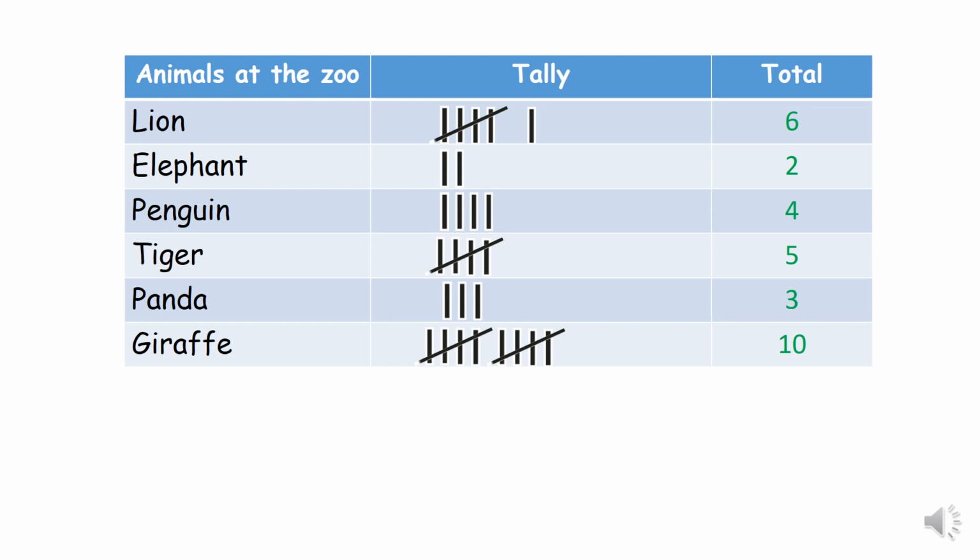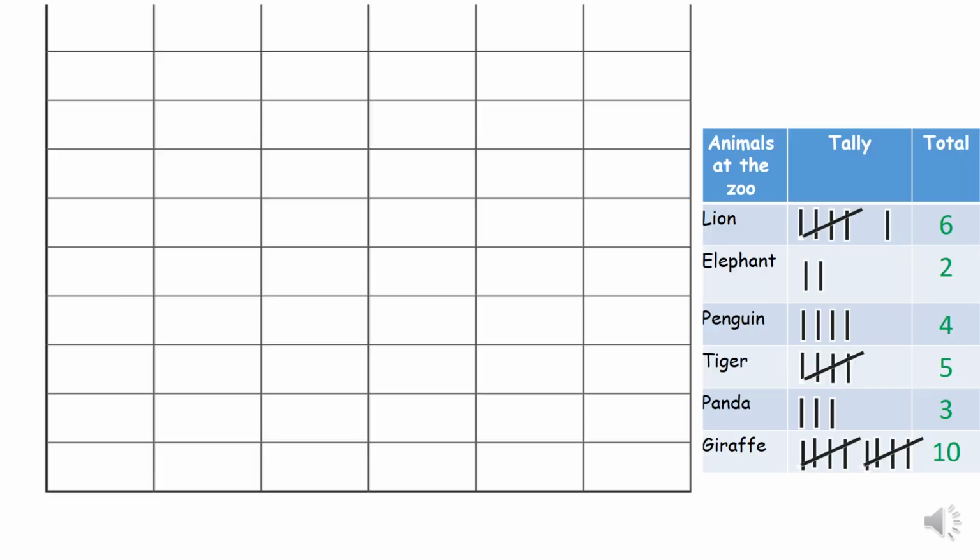Now, yesterday, we made a tally chart all about the animals that we saw at the zoo. This was part of our tally chart. So what we're going to do today is we're going to make our own pictogram using the tally chart from yesterday. Right now, it's a blank pictogram. There's nothing there. So we need to put in the correct things.